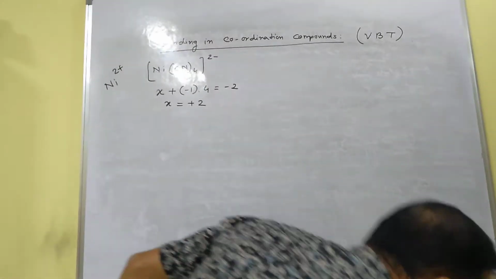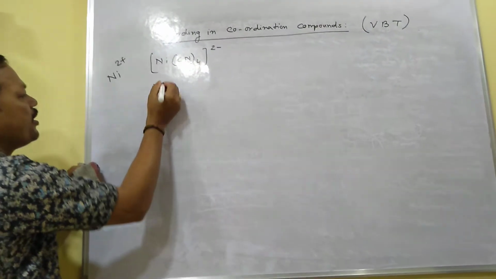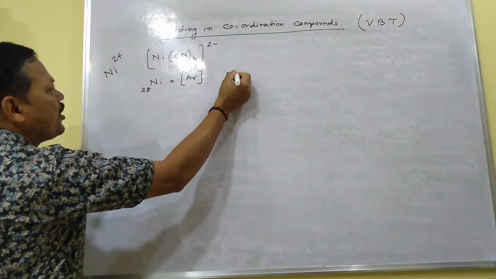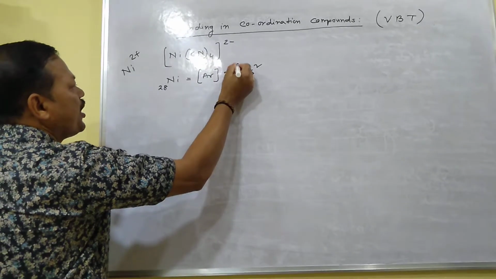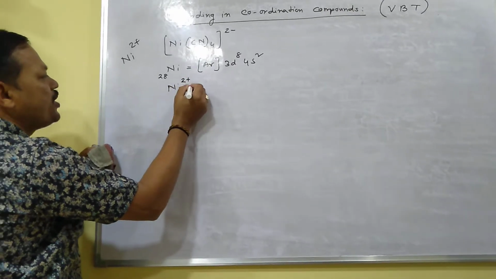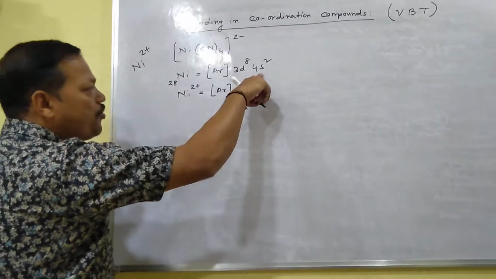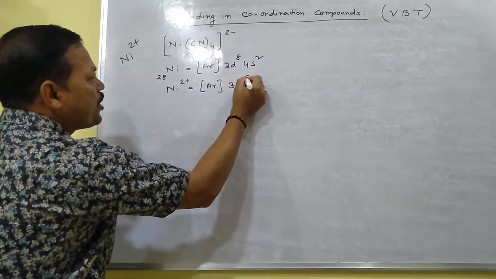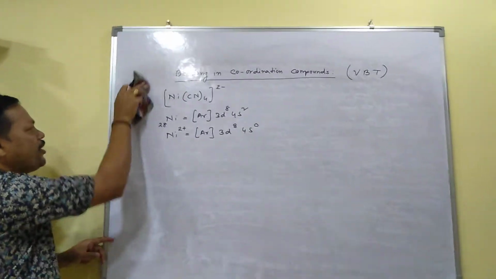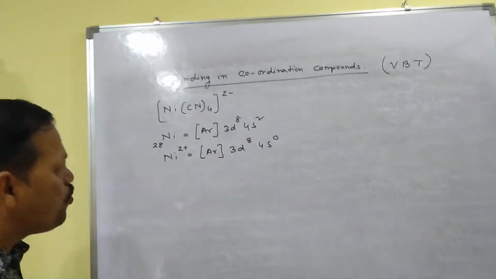It is not neutral. So first I'll write the configuration of nickel. Nickel atomic number is 28, so you can write the configuration as argon 4s2, 3d8. Since nickel exists as 2+ here, it will lose 2 electrons, and the electrons are removed first from 4s. That's why the electron configuration becomes 3d8, 4s0. This is the electronic configuration of nickel 2+. Why have I written nickel 2+? Because in this complex nickel exists as a 2+ ion.